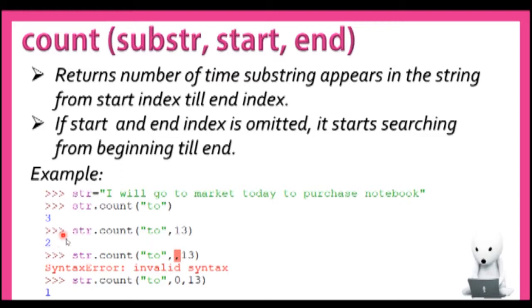So the result is 2. In case I omit the starting index and give only the ending index, that results in invalid syntax because the starting index is a must. So if I say str.count start from 0 till 13, it gives 1, because from position 0 to position 13 I have only one 2 in this string.